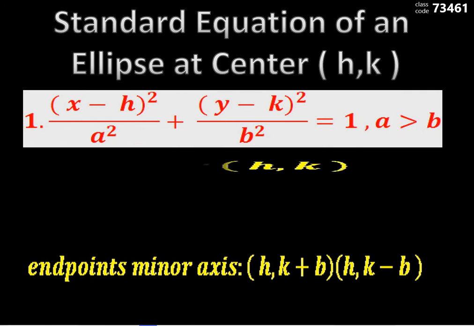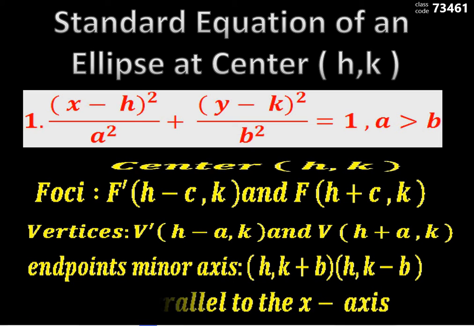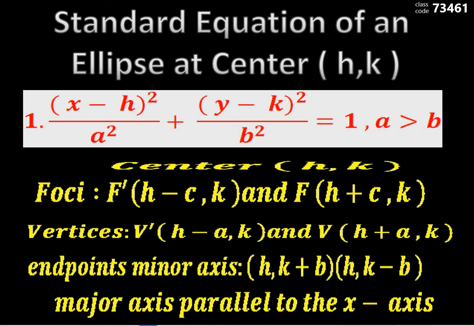Okay, so here we are given the standard equation of an ellipse at center (h, k). Equation 1: take note that a is greater than b. It is the square of (x minus h) all over a squared plus the square of (y minus k) over b squared is equal to 1. So the center this time is (h, k), meaning any point on the quadrants except the origin (0, 0).